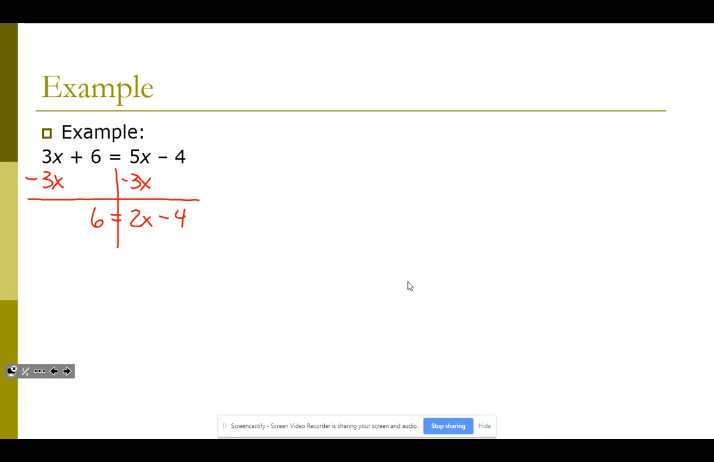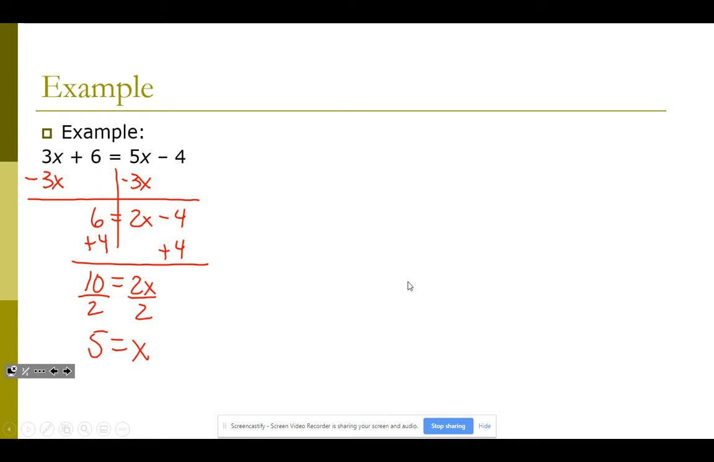From here, it's just a regular two-step equation. I'm going to add 4 to both sides using the addition property of equality. That gives me 10 equal to 2x. And I'll divide by 2 on both sides using the division property of equality to get 5 equal to x.